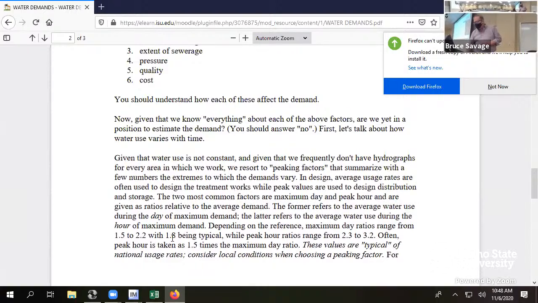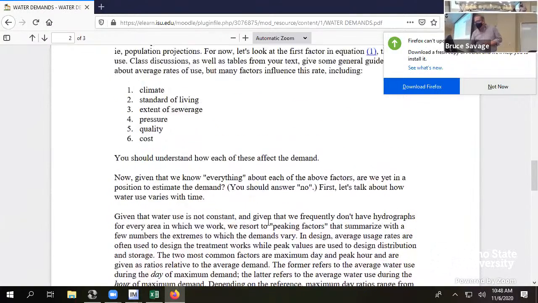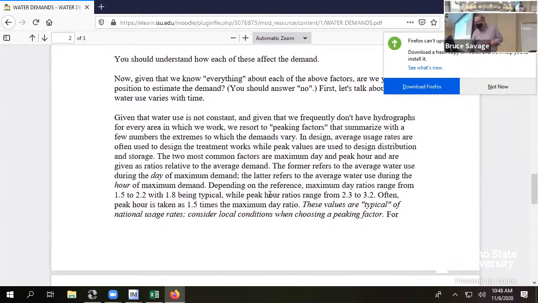So in here, we talk about some peaking factors. I'm just going to highlight these really fast and let you read these on your own and write them down. But we have these maximum day ratios. What is the highest day of the year? How much is that highest day over the average day? And it's usually from 1.5 to 2.5 times the average day.